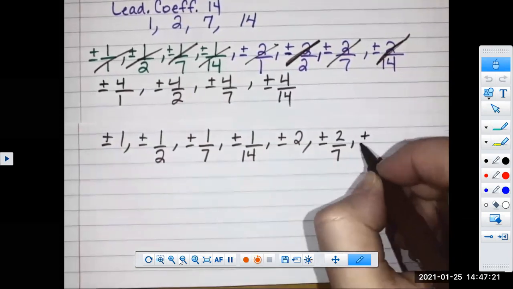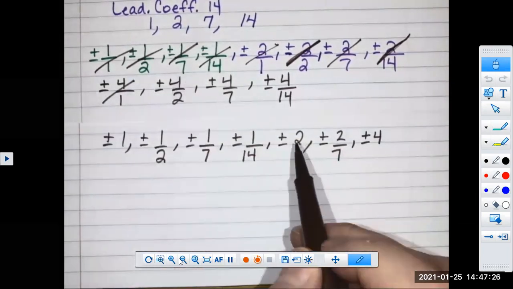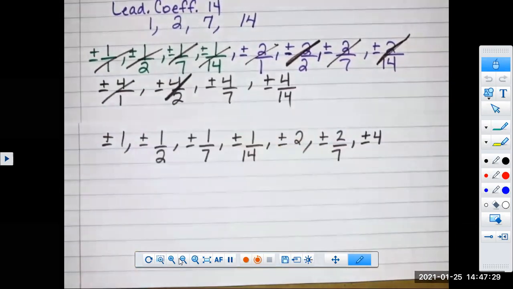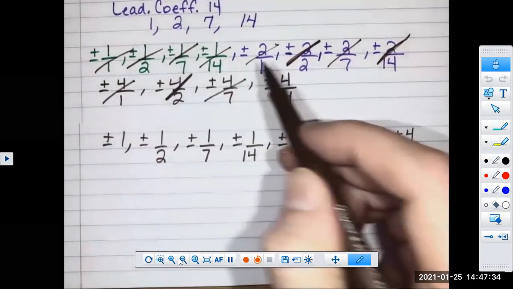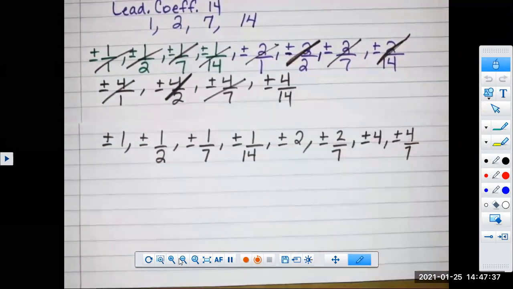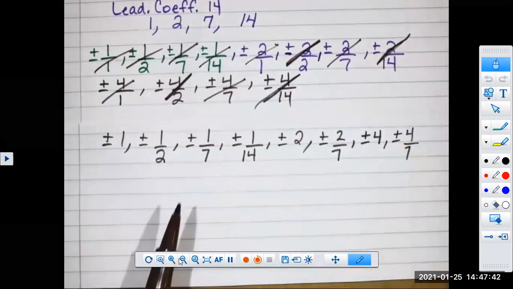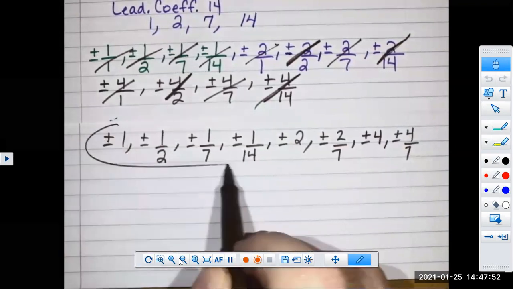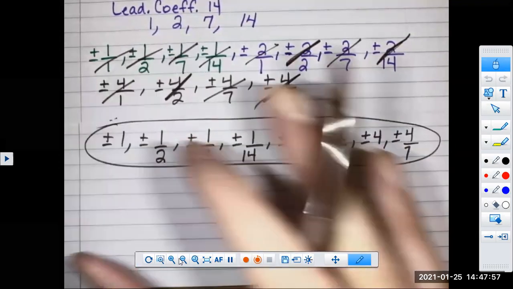And then positive, negative 4. 4 over 2 reduces to 2, and you've already written that. And then positive, negative 4/7. And then 4 over 14 reduces to 2/7, and we've already written that. Now, we listed 12 in all, but they may reduce down, like some of these, of course, are the same possible root. All right, that's one of the hardest ones you'll have, where you have a lot to deal with.